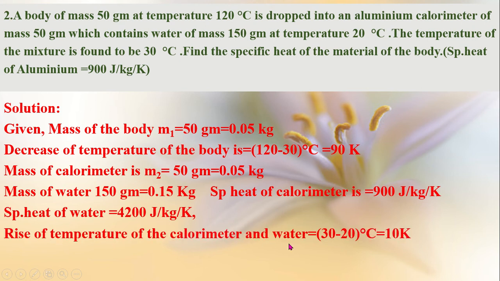Rise of temperature of the calorimeter and water. Look, the final temperature of the mixture is 30 degrees Celsius and the calorimeter and water both are at 20 degrees Celsius. So its temperature will rise, and that rise of temperature becomes 30 minus 20, that is equal to 10 Kelvin. So we have to find out the specific heat of the body, S1, equal to what. So let's do the solution.